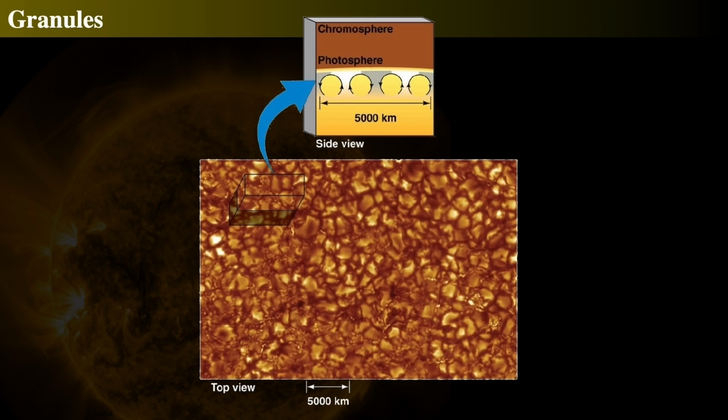Okay, so you saw in the background there is kind of a structure, a honeycomb sort of structure, and they have a special name. Those are called granules. And granules are the visible top layer of the convection zone of the sun.